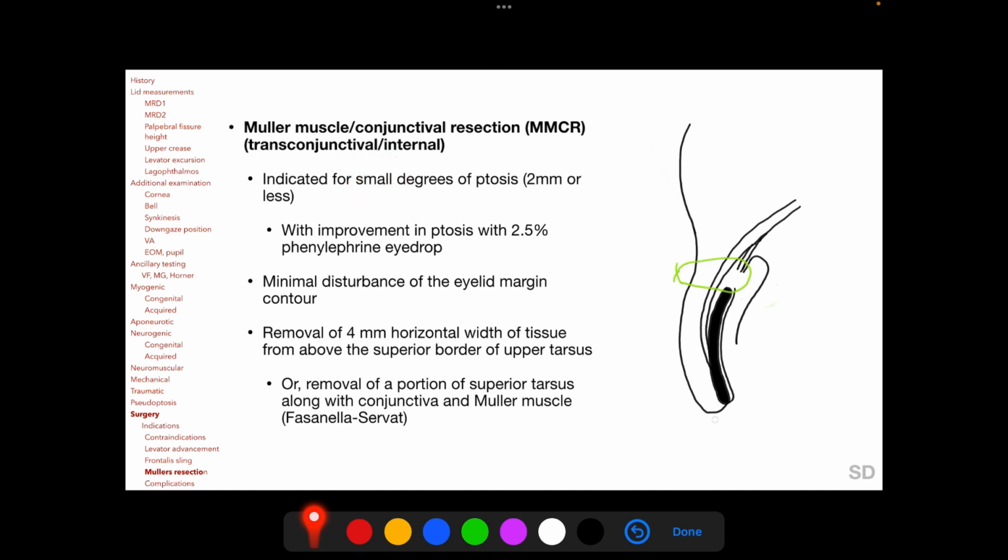degrees of ptosis of 2 mm or less, which improves with 2.5% phenylephrine eye drops as we have discussed. And this procedure causes minimal disturbance of the eyelid margin contour. In this procedure, 4 mm horizontal width of tissue is removed from above the superior border of the upper tarsus. Alternatively, in the Fasanella Servat procedure, a portion of the superior tarsus is removed along with this tissue, and then the cut edges of the wound are closed with the help of sutures passing full thickness through the eyelid and tied anterior to the skin.